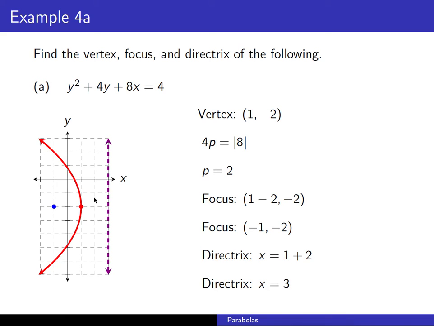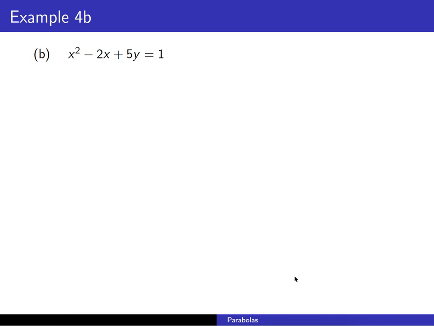So again, we can use technology to find the coordinates of the vertex, which in this case is (1, -2). Whatever's in front of x, we set 4p equal to the absolute value of that, divide, and we get p equals 2. So going to the left 2 spaces for our focus point and going to the right 2 spaces for our directrix line gives us a vertex of (1, -2), a focus point of (-1, -2), and a directrix equation of x equals 3. All right, for part B, we have x squared equals negative 2x plus 5y equals 1.